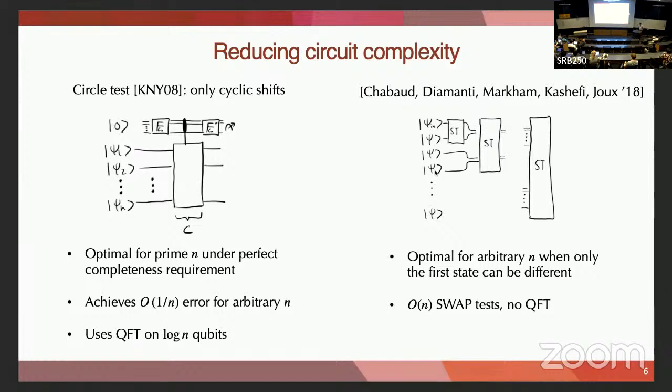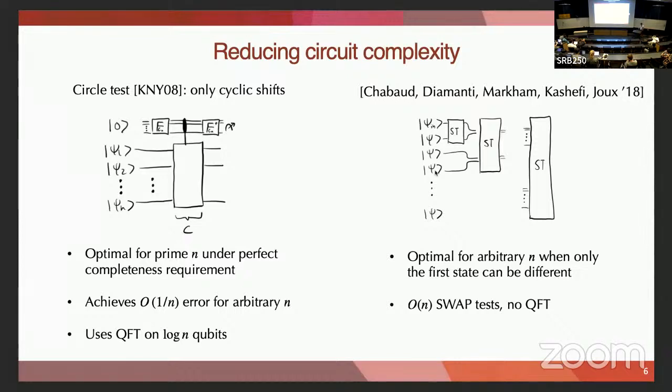There was another paper, quite a recent one, which proposed another type of test, which is interesting in the sense that it doesn't use any quantum Fourier transform. It only combines smaller swap tests in such a circuit. You can see here. So you assume that you have some kind of selected state, and then in principle all the other states can be the same, and they proved optimality in this rather very restrictive condition, that it's actually optimal for arbitrary n, only in this input case.